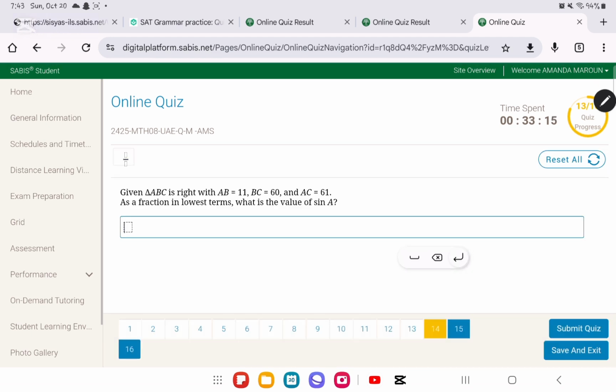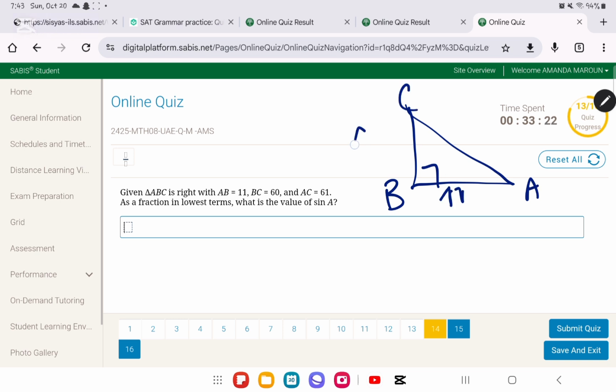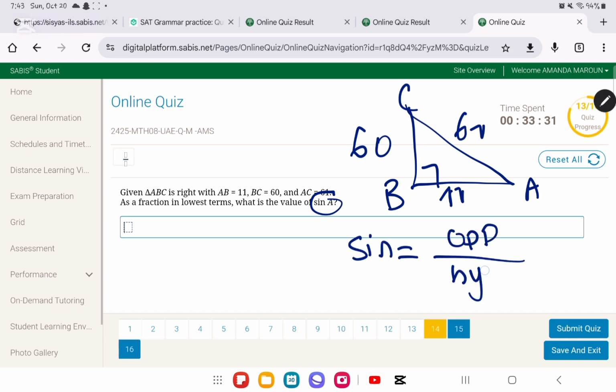Question number 14. It's the very same triangle. Here is B, here is A, here is C, here is 11, here is 60, here is 61. Now they need the value of sine A. We know sine is opposite over hypotenuse according to SOHCAHTOA. The opposite of A is 60 and the hypotenuse is 61. So very simply, the sine of A is 60 over 61.